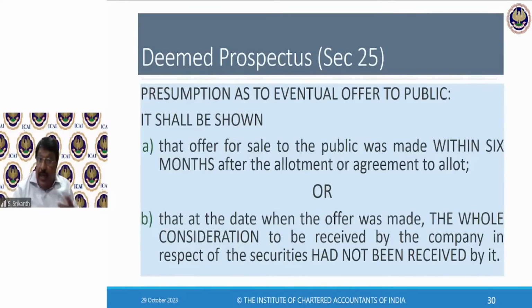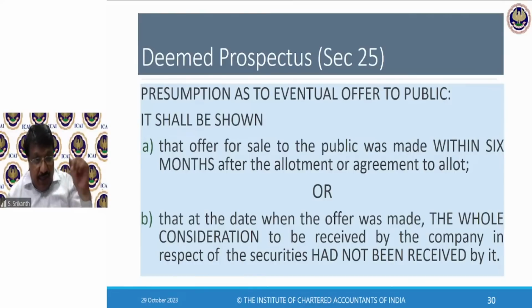B. Another condition. Even if this condition is satisfied, section 25 will apply. That at the date when the offer was made, the whole consideration to be received by the company in respect of the securities had not been received by it. Means what? Suppose the share value is 25 rupees, 10 rupees face value, 15 rupees premium. Now, at the time of allotment, they have not paid the money. Now the offer is being made. Let us say the offer is being made after 6 months.